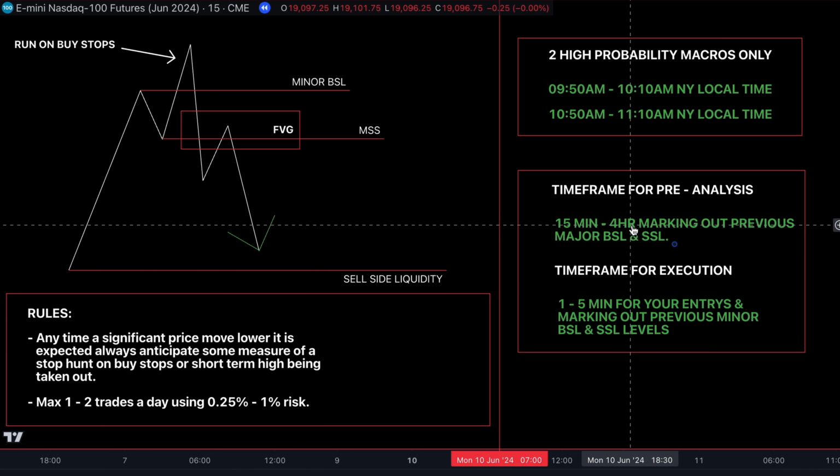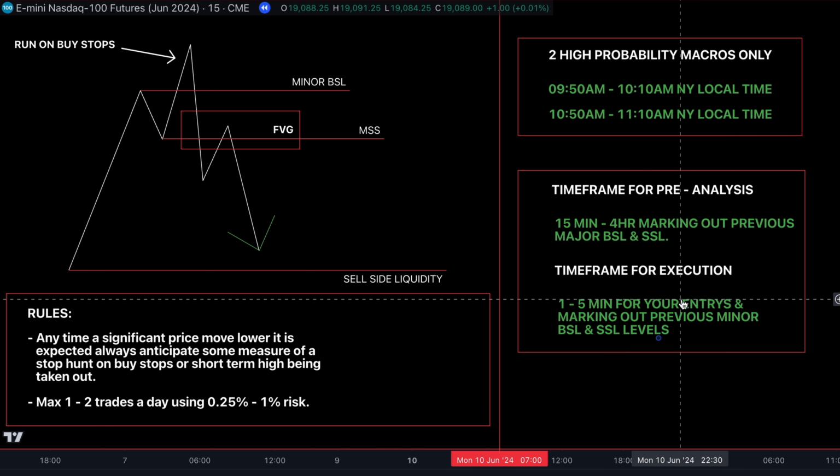Very simple. Then as you're coming close to the macro, you want to monitor price around 9:40 AM New York local time on around the 5-minute time frame and mark out the minor buy side and sell side liquidity. So mark out the highs on the lower time frame as well, because they're also very important. And then when you're approaching the macro, drop down to the 1 to 3 minute time frame so you can look for your entries.